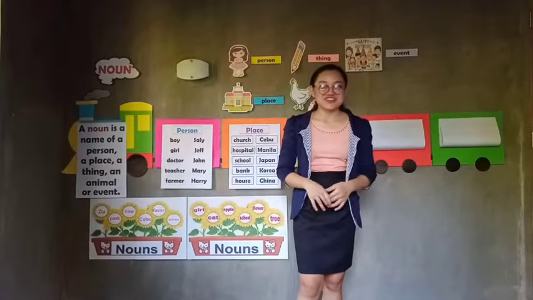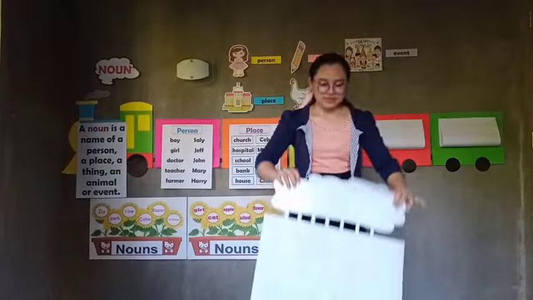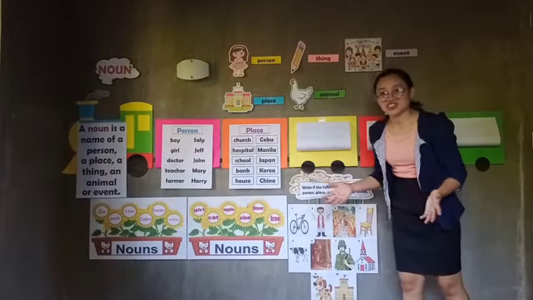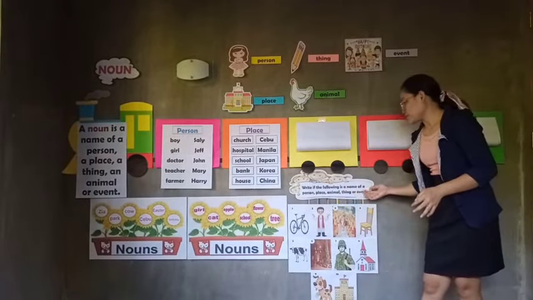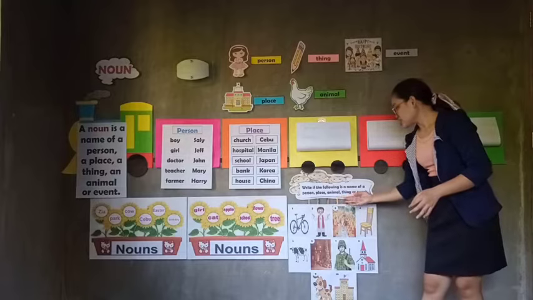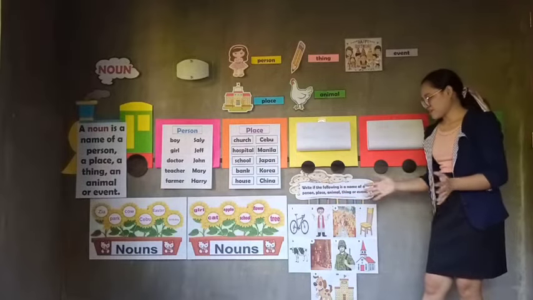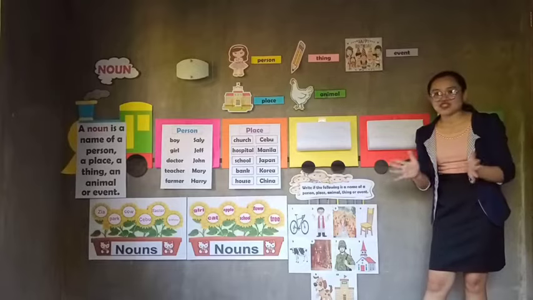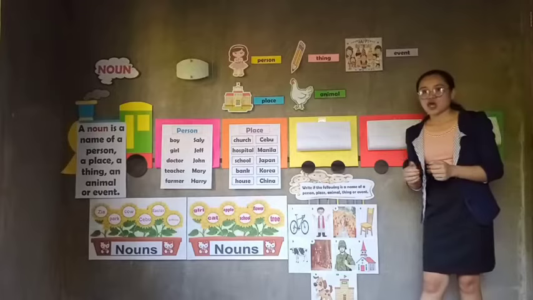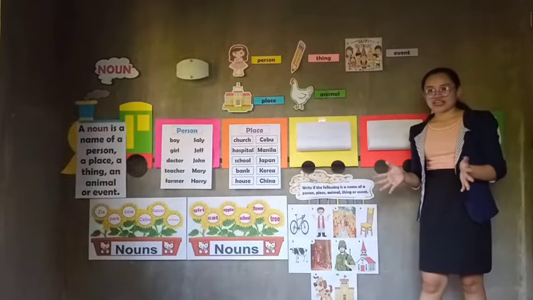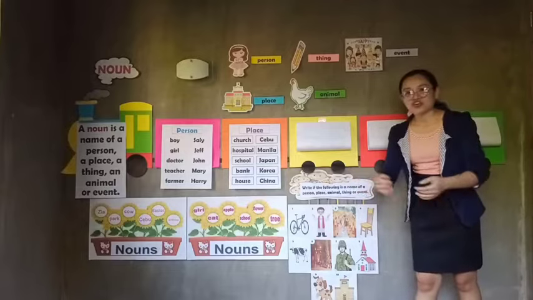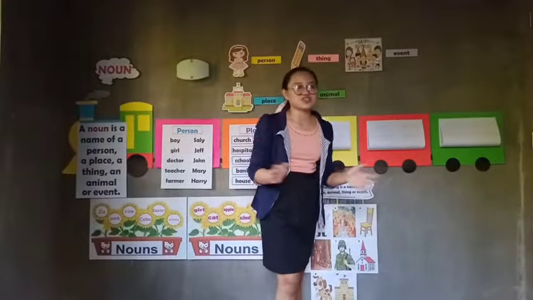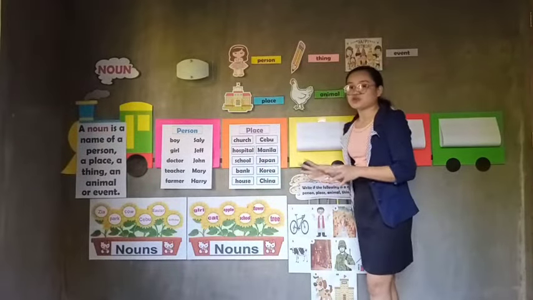So now, we will have another activity. Okay, so let me read first the instruction. Write if the following is a name of a person, place, animal, thing, or event. This is 10 items only, class. I will give you 5 minutes to answer. Answer this in a half crosswise. Now class, you may now start answering. Okay class, are you all done answering the activity? That's good. So now we're going to check if you got the correct answer.